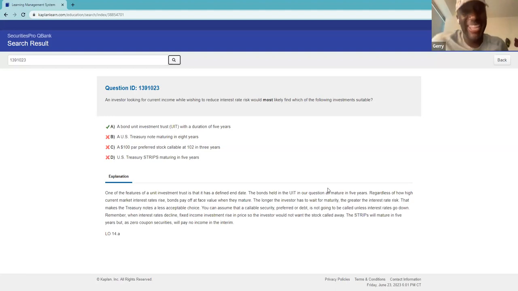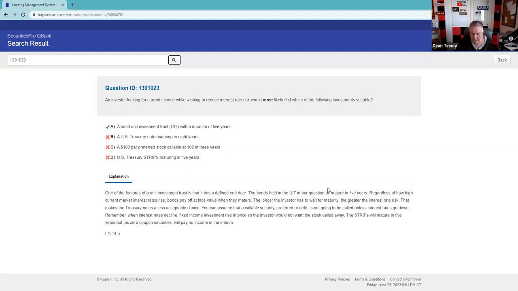For maturity, the greater the interest rate risk. Now, we should have known that. We should know that the longer-term bonds are going to have more volatility. By the way, we should have been able to toss out the strip because the strip doesn't have current income, right? Anyways, that makes the treasury notes a less acceptable choice. That we should have known. The 8 years is going to be more volatile and have more risk than the 5 years.